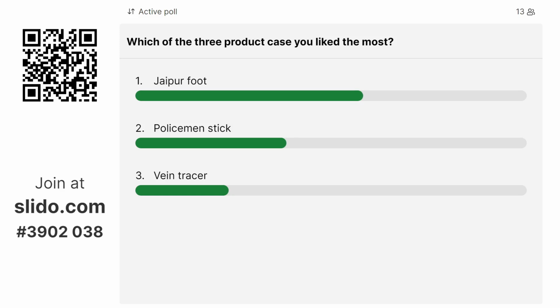Interesting. So Jaipur foot is getting the maximum attention, followed by the policeman stick and the vein tracer. Nice.